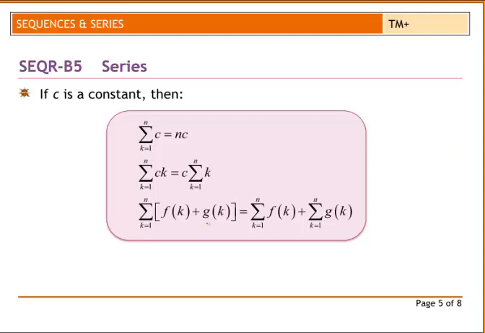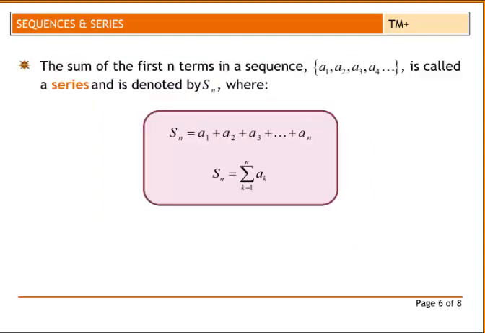Next, I can split this up. If I've got the sum from 1 to n of f of k plus g of k, I can split it up to be the sum of f of k plus the sum of g of k.